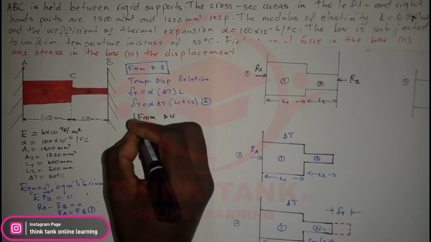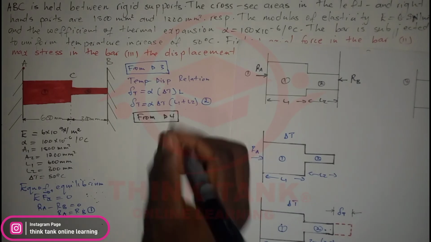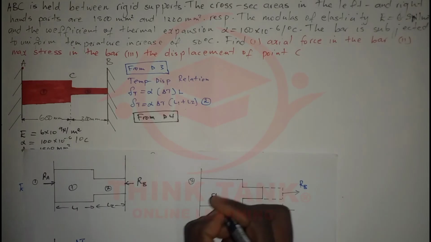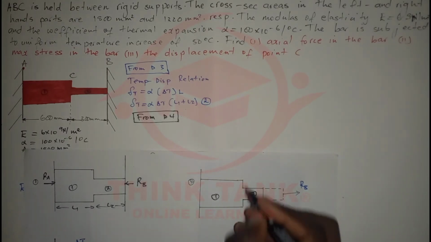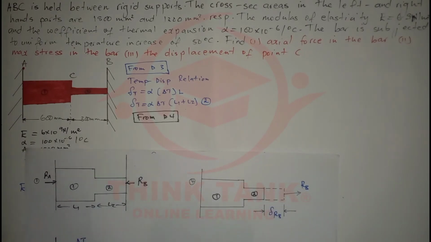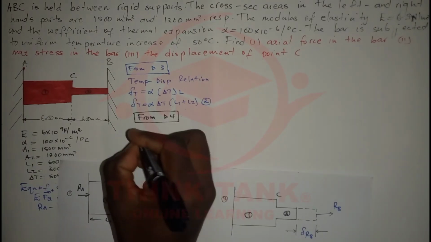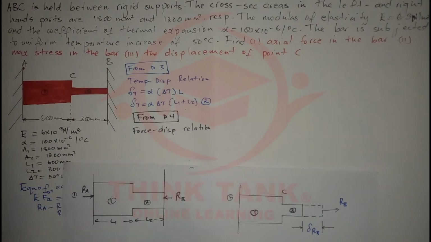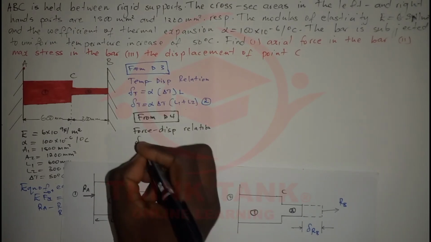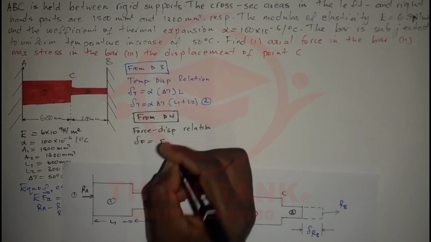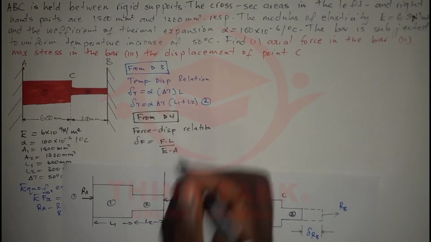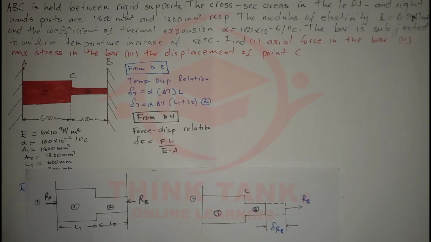From D4, so this is for the diagram that we have said. That one's still part 1, this one still part 2, and here we have C. Okay, so on C we have another relationship, the force displacement relation. From the force displacement relation, we know that the change in length due to a force is going to be given by the magnitude of that force times the length divided by E, which is the modulus of elasticity, times the cross-sectional area.